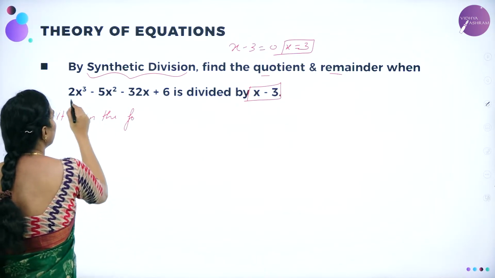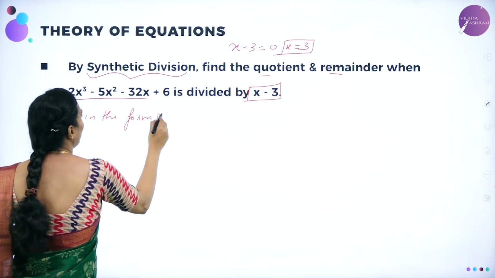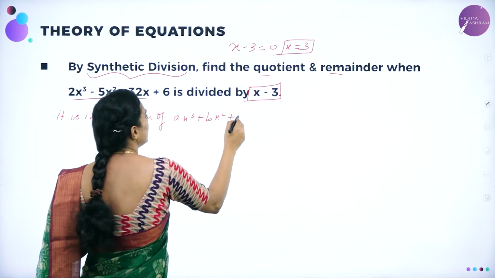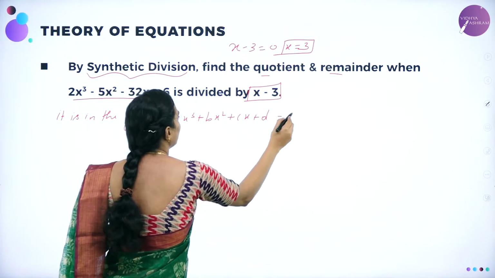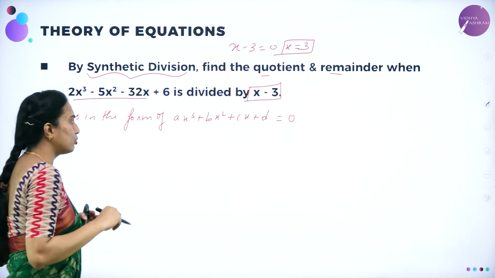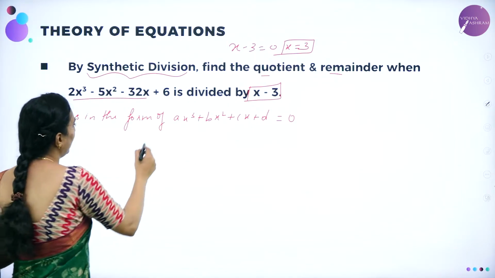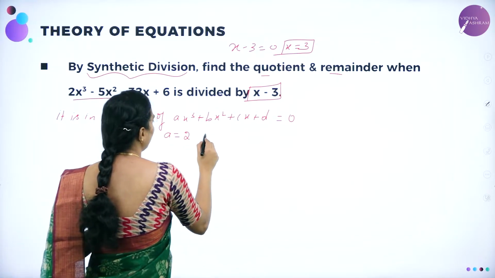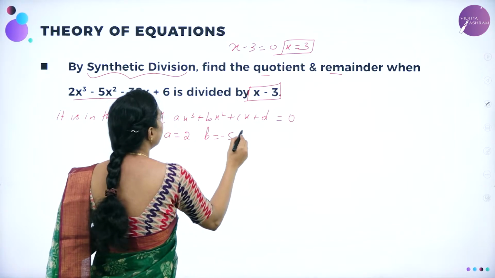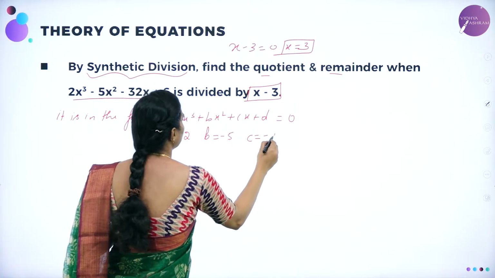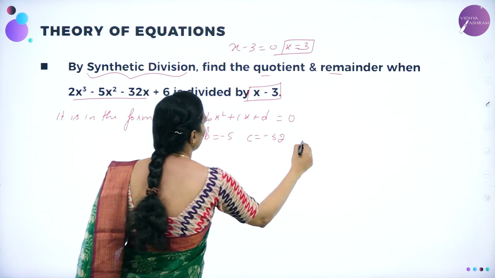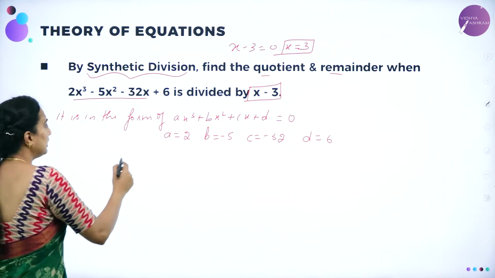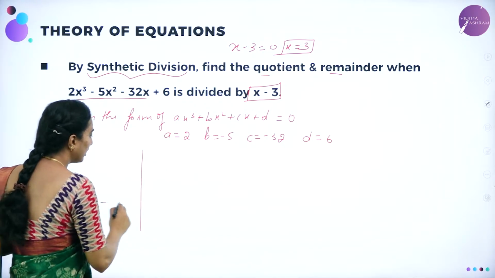Now you are having it in the form of, which one? The given equation. It is in the form of ax cube plus bx squared plus cx plus d equal to 0, where a value takes you 2, b value is minus 5. That is, the coefficient of x cube is 2, the coefficient of x squared is nothing but minus 5, the coefficient of x is nothing but minus 32, and the constant d is 6. Okay. Now the synthetic division method goes like this.